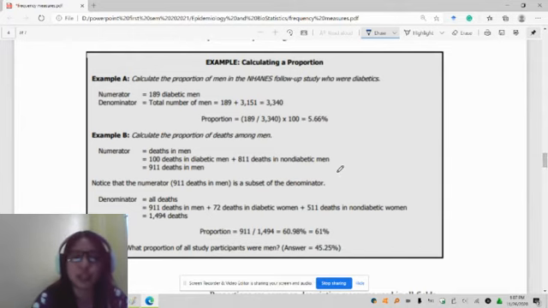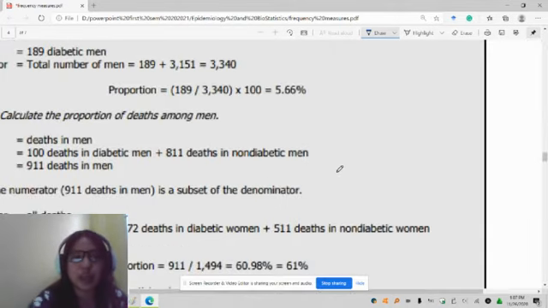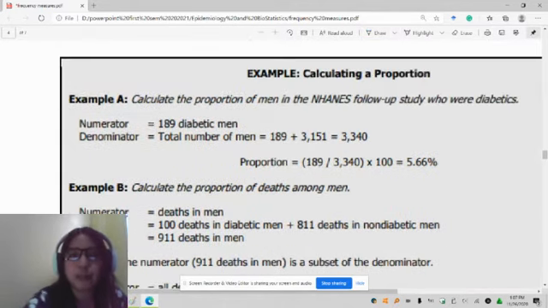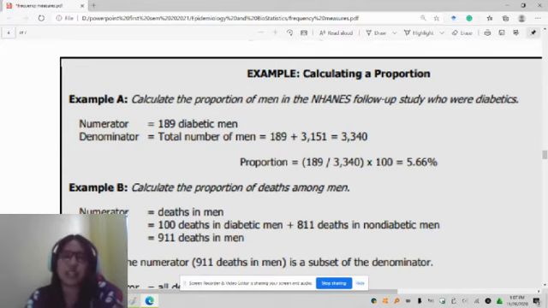So for the numerator, it is 189 diabetic men. And if you noticed here, our denominator is also the total number of men. So it still considers non-diabetic men. If we are going to compare this with the ratio, in the ratio, what we use is diabetic men and non-diabetic men. But here, it's the total.